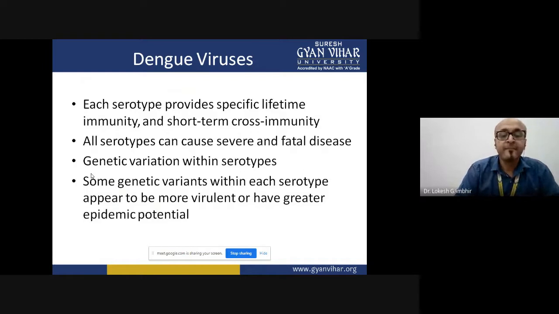When we are talking about these serotypes, they have vast variation in terms of genotypes, and all the serotypes are capable of causing this disease and taking it to a fatal form.